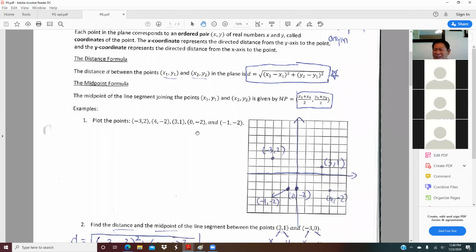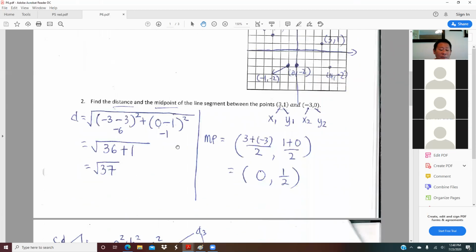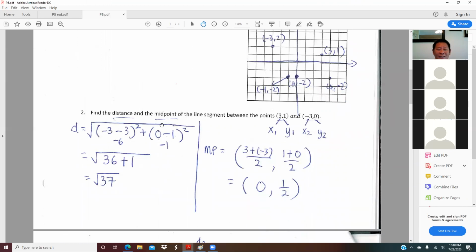Plotting this, I think you guys managed to do this one easily. So I won't go through this with you guys for example 1. This is the one where we talk about the midpoint and the distance. So if I give you these 2 coordinates, you have to find the distance and midpoint. So the first thing I recommend you to label, the first one is x1, y1, x2, y2. So how do we find the distance is you subtract. You take x2 minus x1 and then you square it.